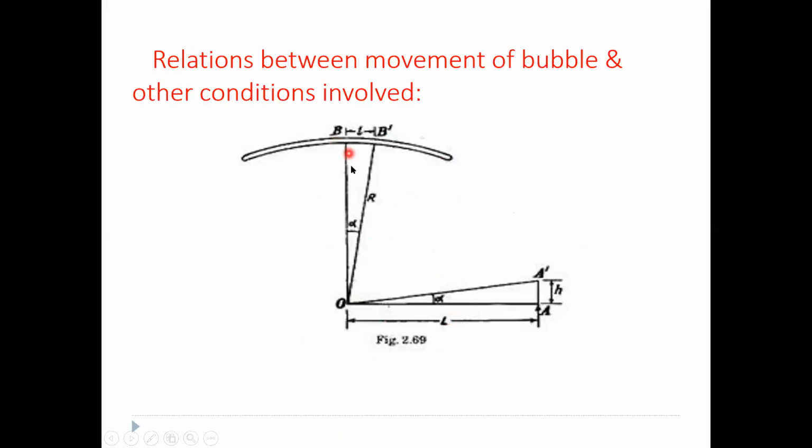In this geometry, if you observe, this B is the initial position of the bubble when the spirit level is placed on the horizontal surface. And this A is the initial end position of the spirit level. If you assume the spirit level length occupies from 0 to A, in this position, the bubble in the spirit level is at B position.